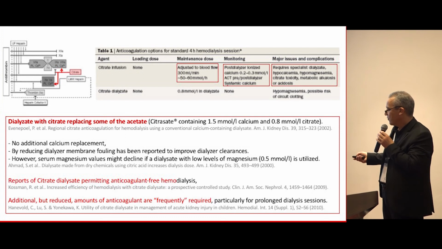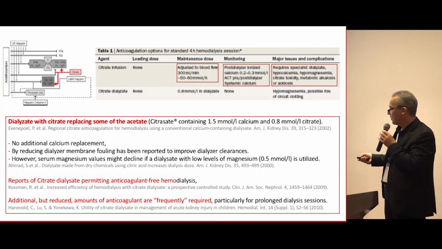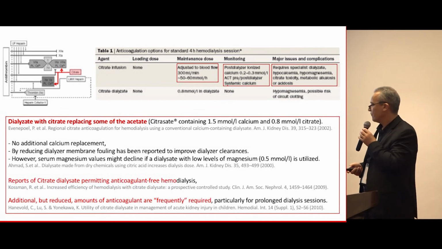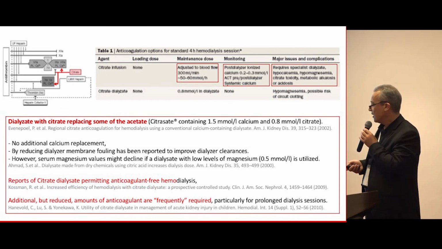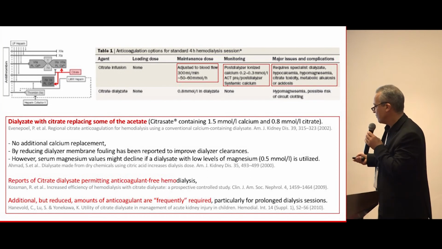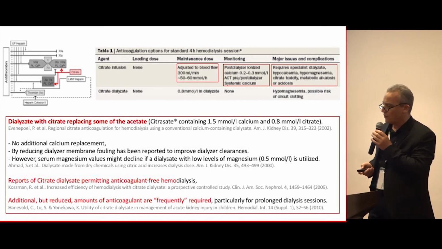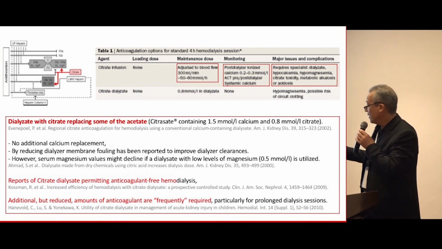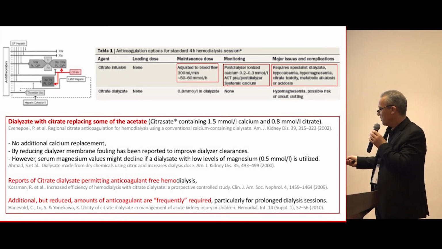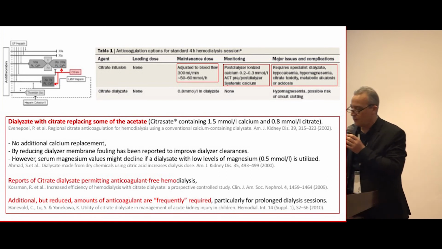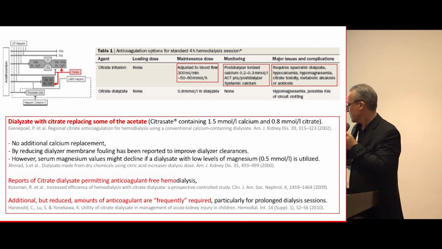Reports of citrate dialysate permitting anticoagulant-free hemodialysis have been published, and it is true. We use it in the center where I work now, and we can have dialysis without use of anticoagulant when we use citrate dialysate. Otherwise, additional but reduced doses of anticoagulant are frequently used for these patients.